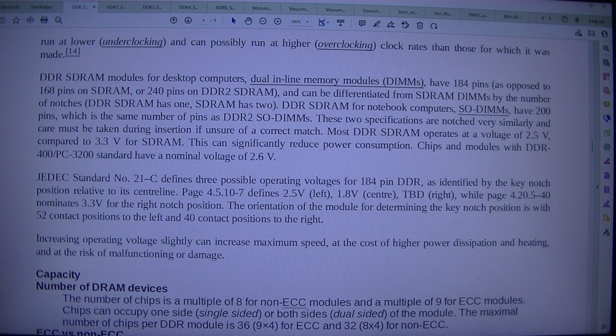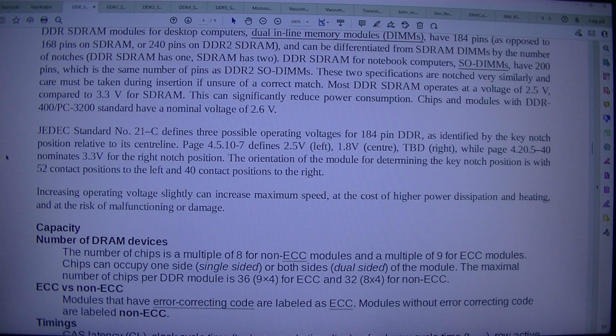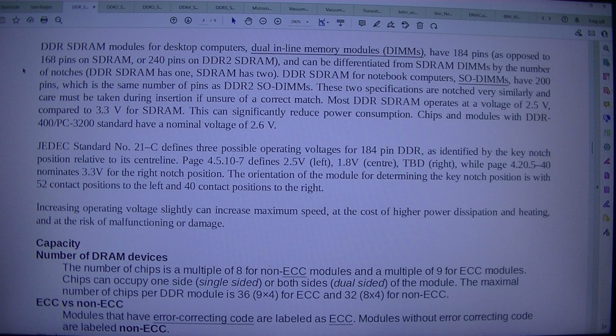Run at lower (underclocking), and can possibly run at higher (overclocking) clock rates than those for which it was made. DDR SDRAM modules for desktop computers, DIMMs, have 184 pins, as opposed to 168 pins on SDRAM, or 240 pins on DDR2 SDRAM, and can be differentiated from SDRAM DIMMs by the number of notches. DDR SDRAM has 1, SDRAM has 2. DDR SDRAM for notebook computers, SODIMMs, have 200 pins, the same number as DDR2 SODIMMs. These two specifications are notched very similarly and care must be taken during insertion if unsure of a correct match.